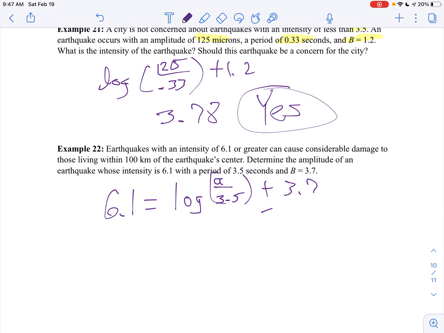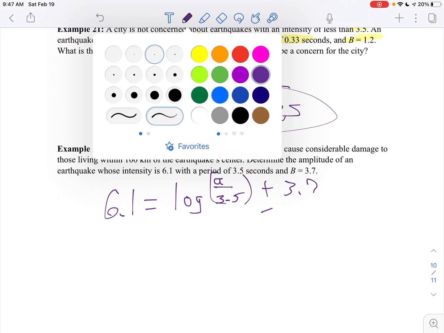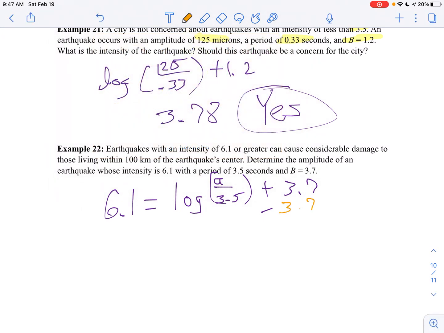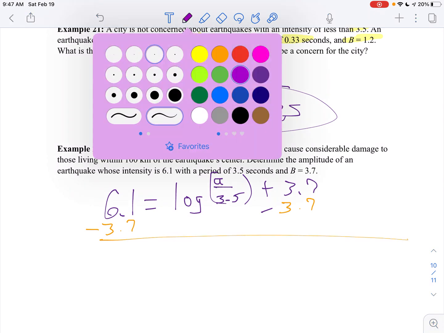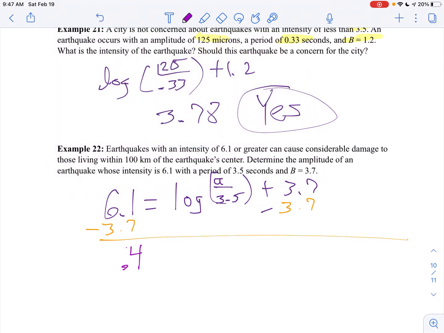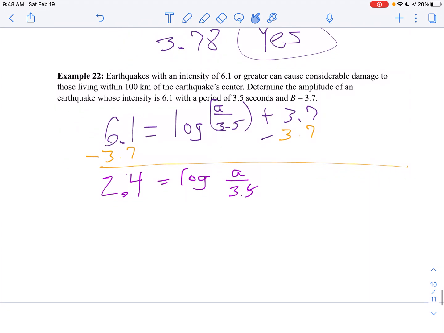So let's solve for A. The first thing I'm going to do is subtract 3.7 from both sides. See, 11 minus 7 is 4. 5 minus 3 is 2. So you get 2.4 equals the log of A over 3.5. So get rid of the log. I'm going to take it to the power of 10 because it has a base of 10. So 10 to the 2.4 power equals A over 3.5.